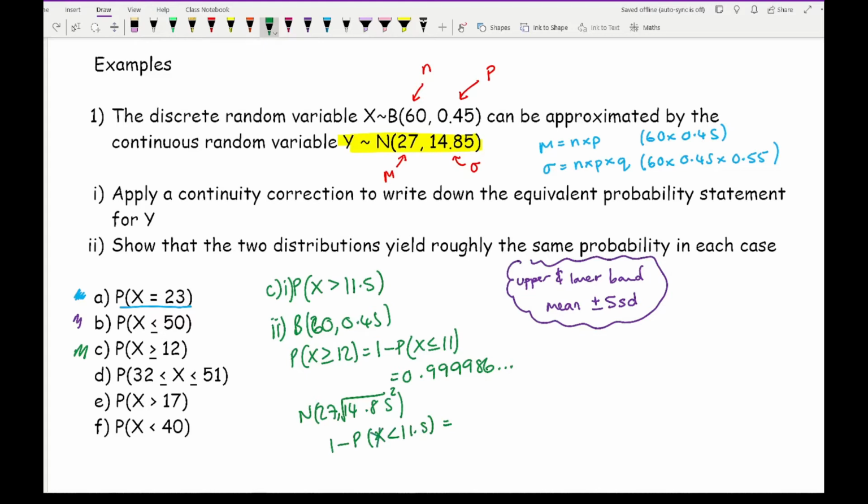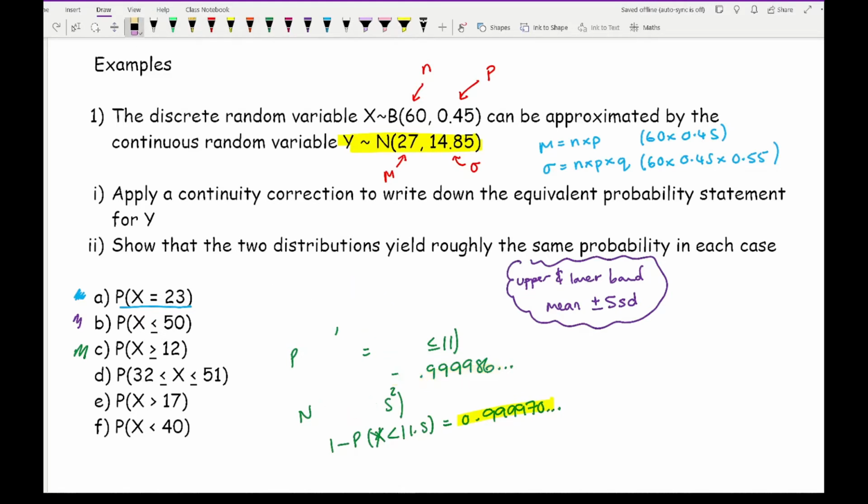That should be a y, not an x. And then what we get as an answer is 0.999970. And again, in terms of comparing those two values, or those approximations, you can see that those two numbers are very, very similar.